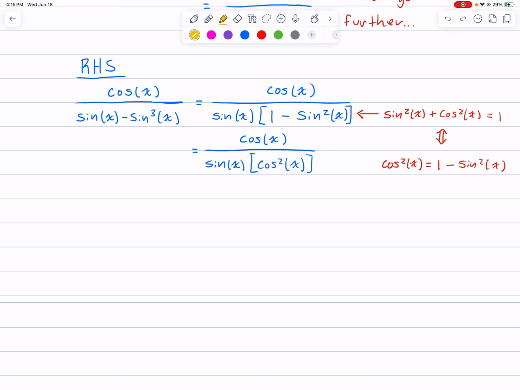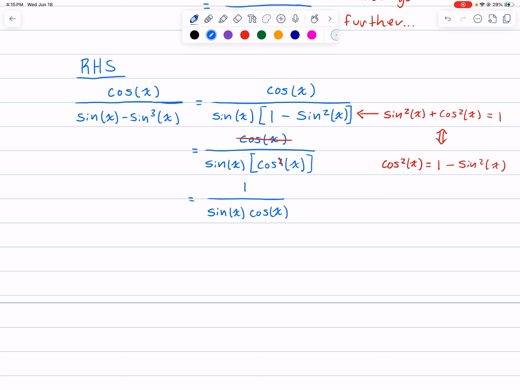Now it looks like I can do some cancellations. I can cancel this cosine of x with this squared. So then I'm left with 1 over sine of x cosine of x. And that's as far as we can go.